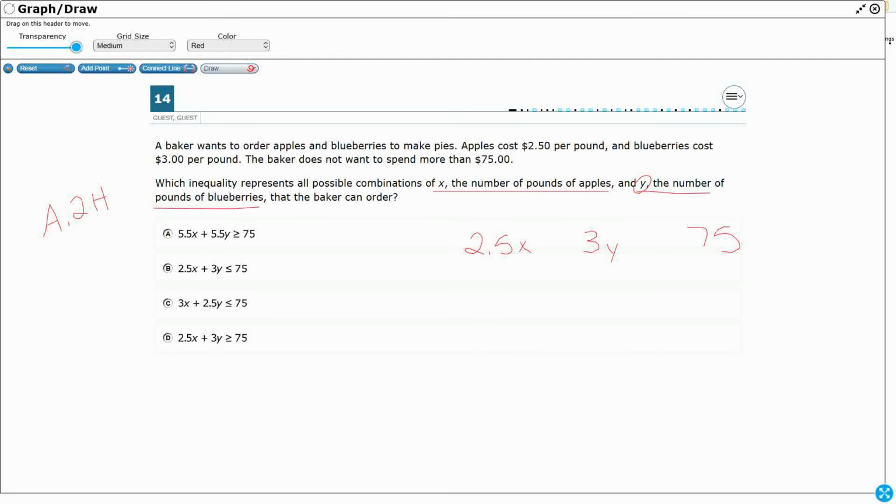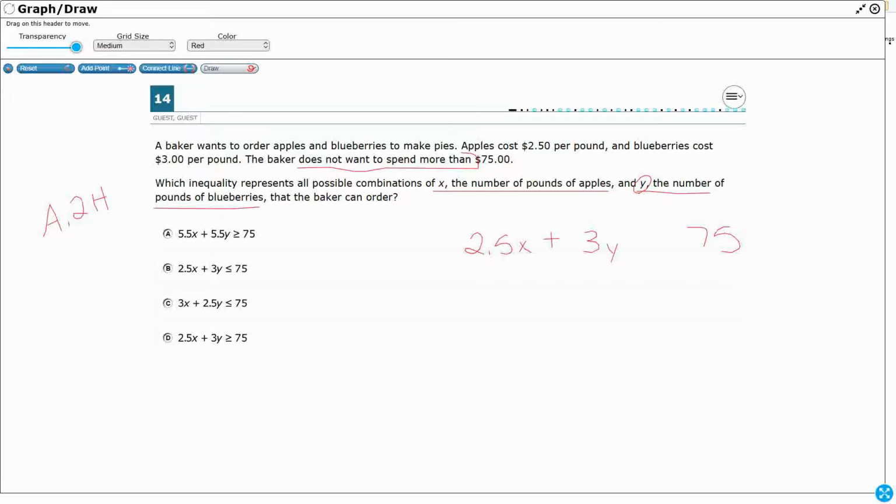Now I need to find my operations and my inequality. So if I'm ordering apples and blueberries, what am I going to do with those two quantities? Well, I'm going to add them together. That's going to be my total cost. 2.5 times the number of pounds of apples I buy, plus 3 times the number of pounds of blueberries I buy is going to equal my total cost. And what do I have as my limits for my cost?